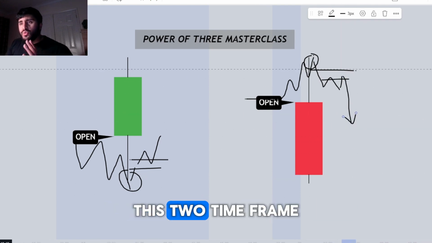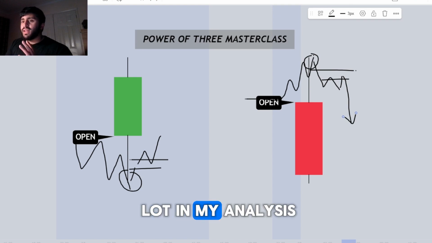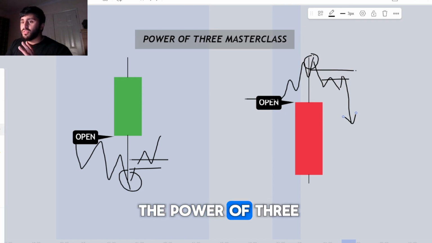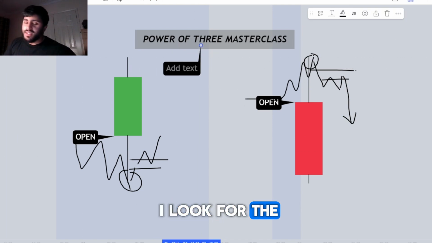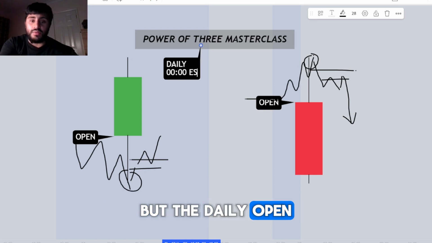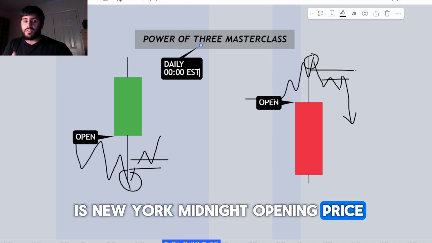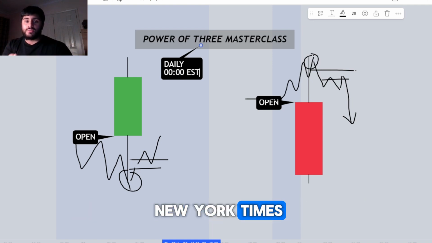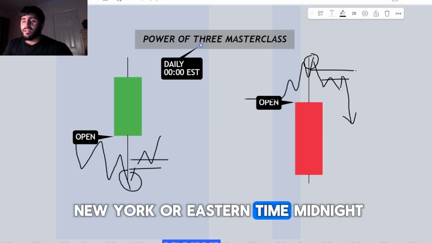Now from here, there are two time frames that I use a lot in my analysis when it comes to the Power of Three. The first is I look for the daily Power of Three. In particular, I'm looking for the daily open. So the daily open is New York midnight opening price. So it's midnight at New York time, Eastern time midnight.